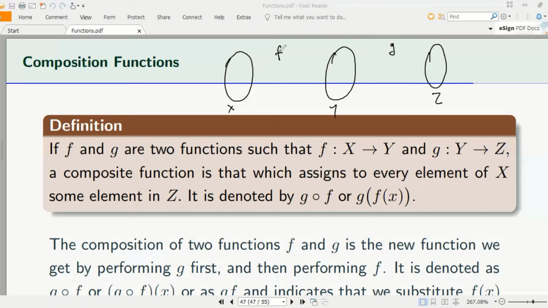Finally, suppose f assigns a to 1 and g assigns 1 to w. These are two functions. We now want one function that can assign a straight to w. One function that can assign a straight to w. And that is what we shall call a composite function.